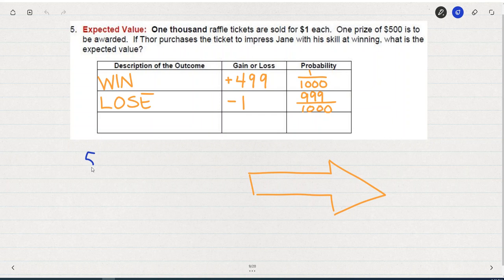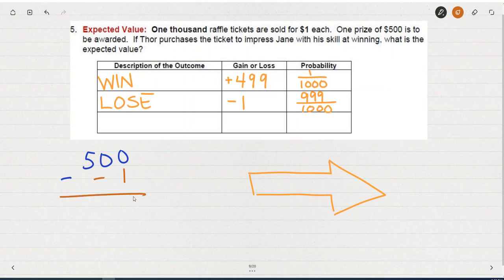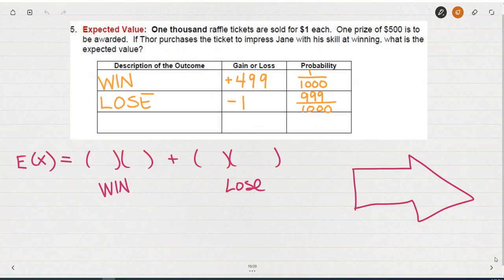Where did that come from? Well, you win $500, but remember you paid $1 to play. So your net is $499, or what you actually gained. Not how much you won, but how much you gained was $499. And when you paid $1 and didn't win anything, you've actually lost $1. The probability of winning is 1 in 1,000. The probability of losing is much higher, 999 out of 1,000.